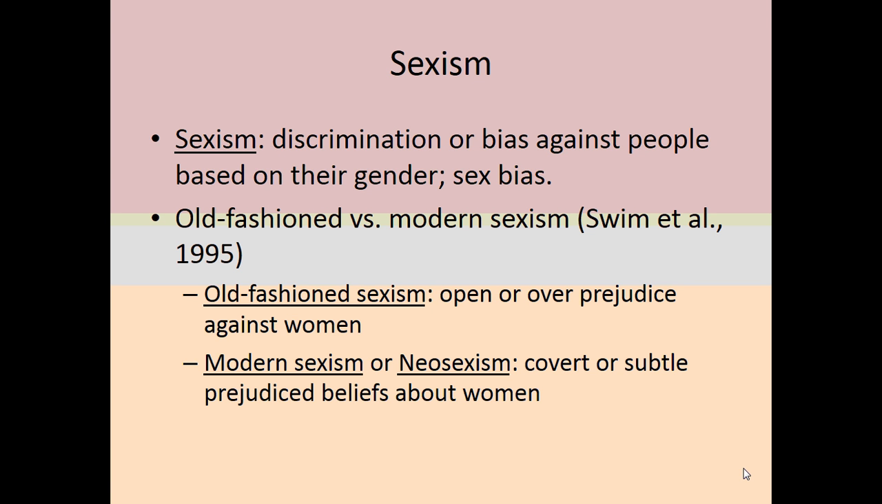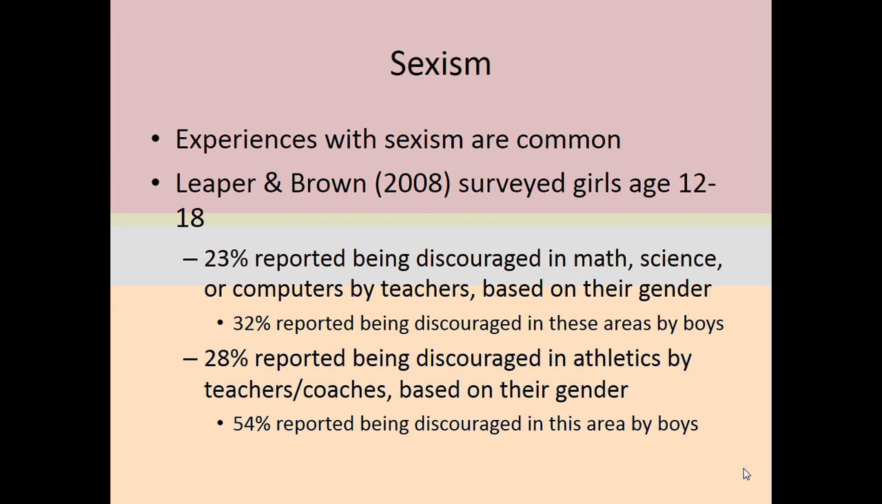There's also a difference between the old-fashioned sexism and the more modern sexism. Old-fashioned sexism was more overt, more open, more hostile prejudice against women. Women can't do this because they're too weak, they're too emotional. Women need to be protected, they're fragile. Whereas modern sexism, also known as neo-sexism, tends to be a little bit more covert or subtle types of prejudice beliefs about women. It's not expressed as overtly and as obviously.